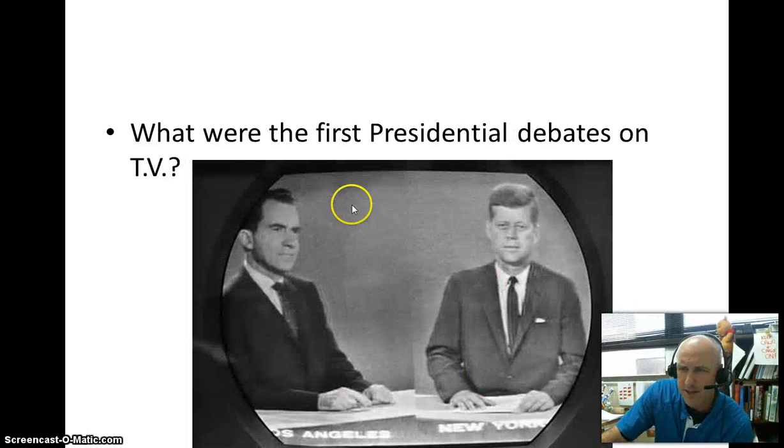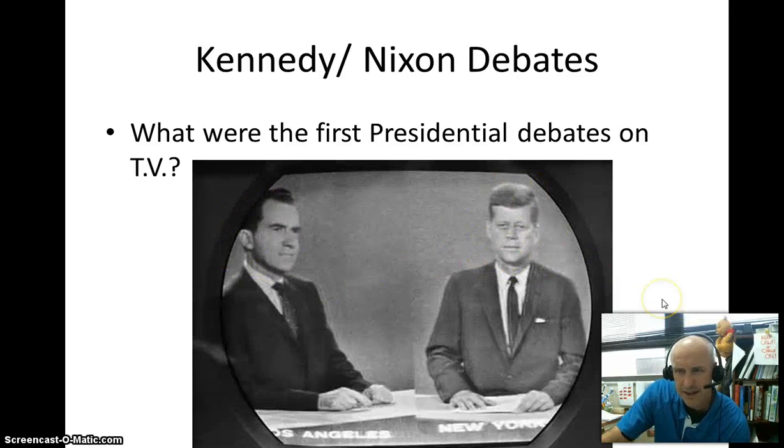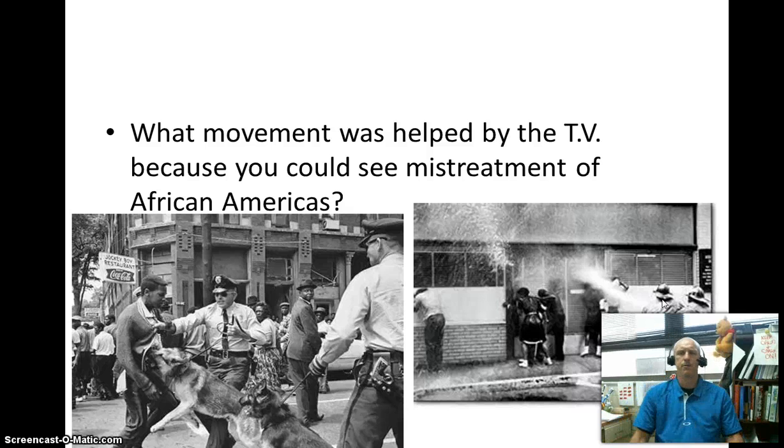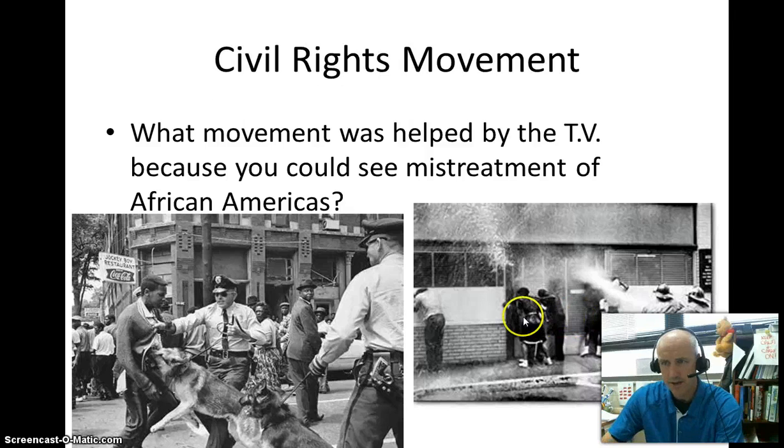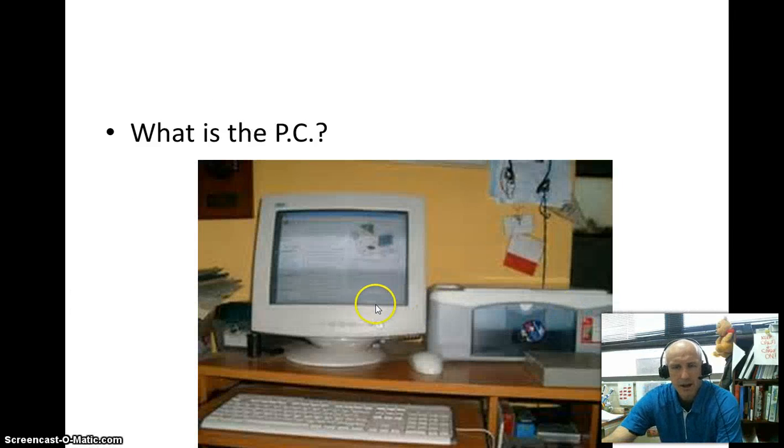All right. What were the first presidential debates on TV? Here is Richard Nixon and John F. Kennedy. That's right. The Kennedy-Nixon debates. And the movement that helped us show the mistreatment during the Civil Rights Movement. Look at this dog, this German Shepherd, grabbing this young guy who actually skipped school that day. Look what happened to him. And look at him being fired up by these fire hoses. No pun intended.